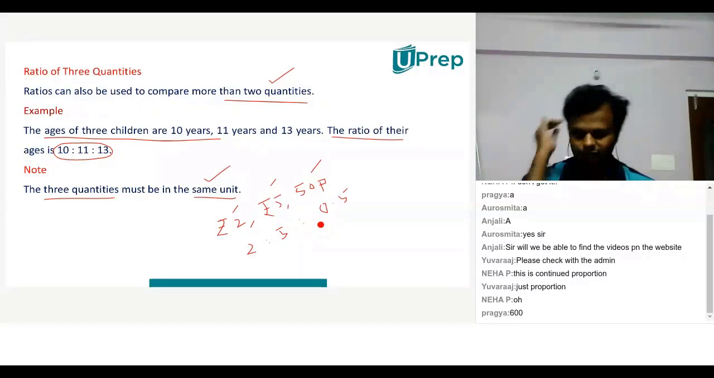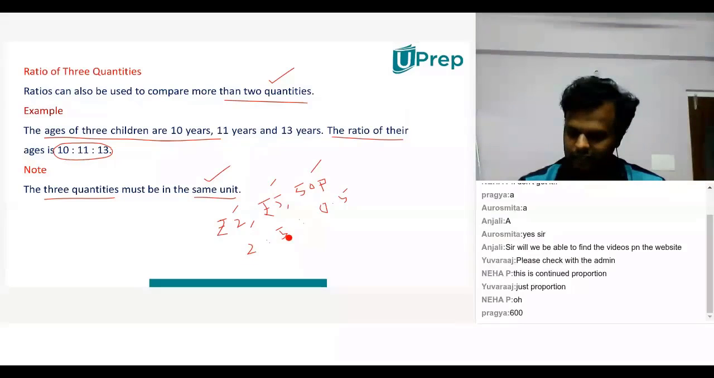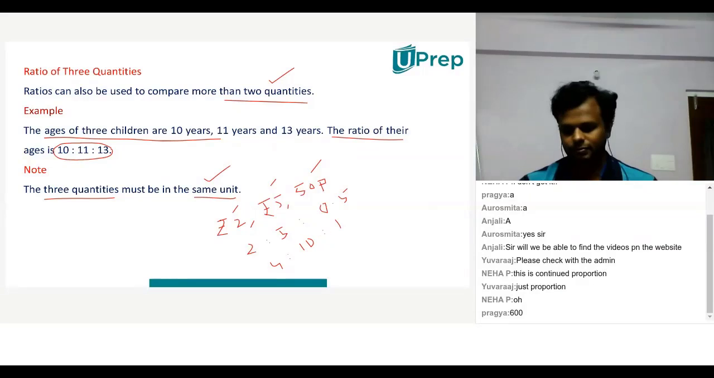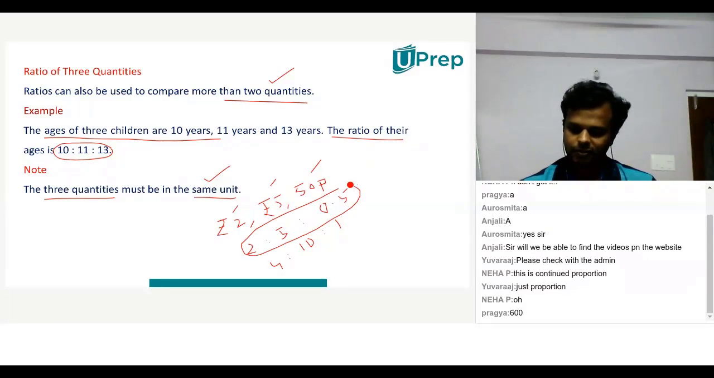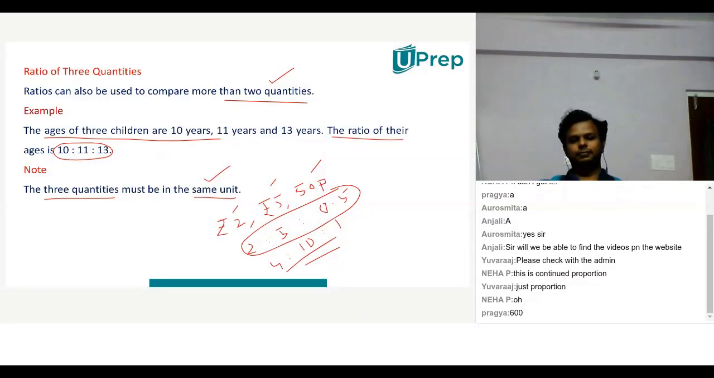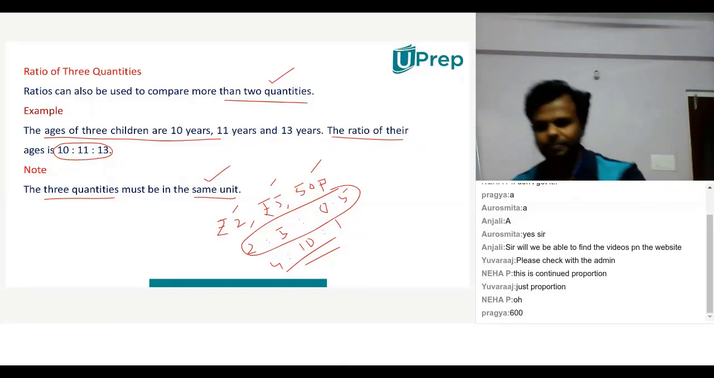If I have to make this 0.5 as 1, I need to multiply the entire thing with 2. So this becomes 4:10:1. Now this is okay for me. But in case you don't want decimals in the ratio, you can put it this way. Got it, sir. Okay.